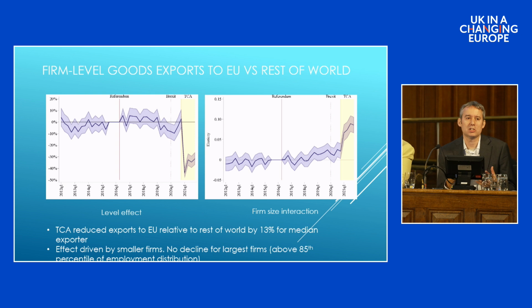So the way I would interpret that is that the smaller firms that have less internal capacity to deal with the new trade barriers are hard hit by the TCA. But larger firms are able to adapt and cope. Maybe they hire new people to deal with the customs barriers, or they set up some warehousing facilities in the EU, and that allows them to maintain their exports to the EU. So it's really among the smaller firms that the effect is concentrated.